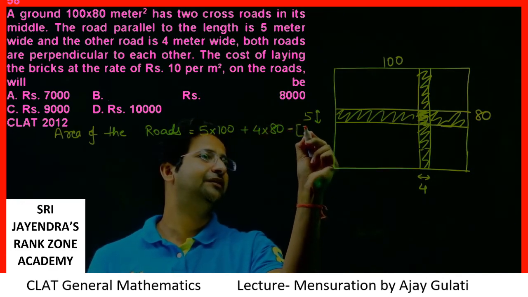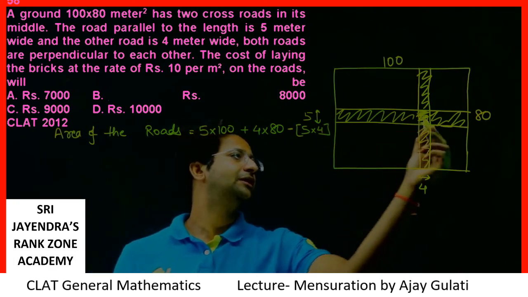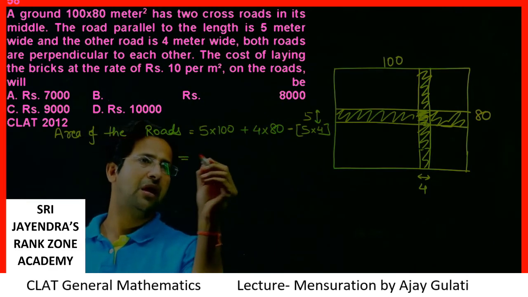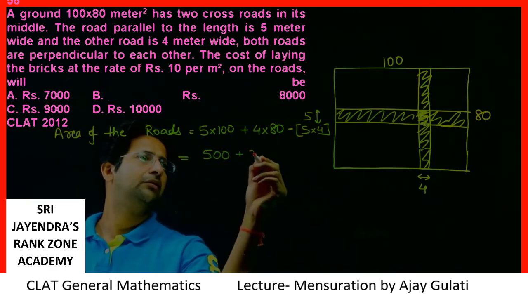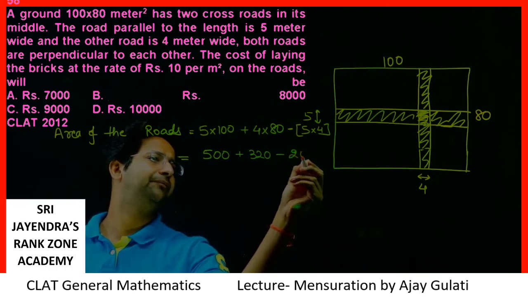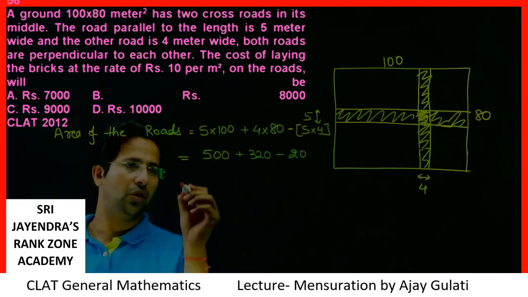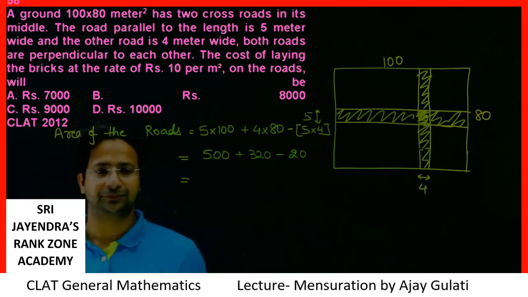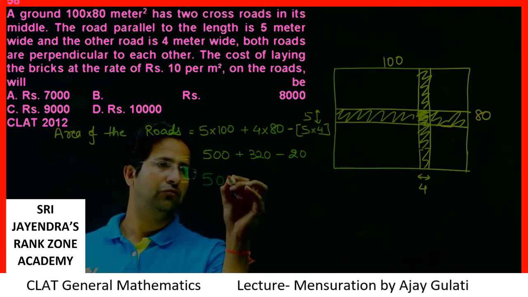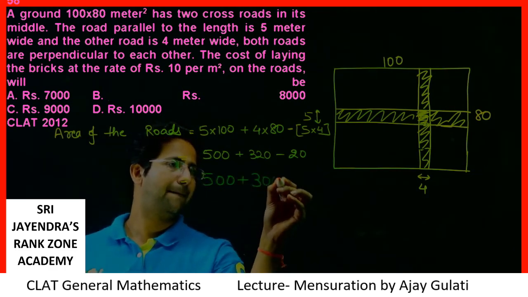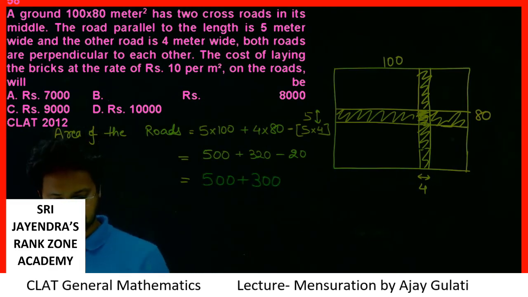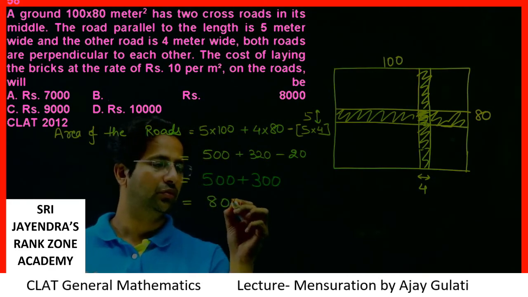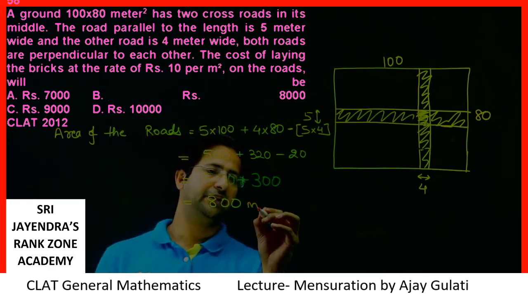How will I subtract this area? This area is 5 into 4. Why? This is 5 and this is 4, length into breadth. So now I have 500 plus 320 minus 20, or I can say this area is equal to 500 plus 300, or I can say this area is equal to 800 meter square.